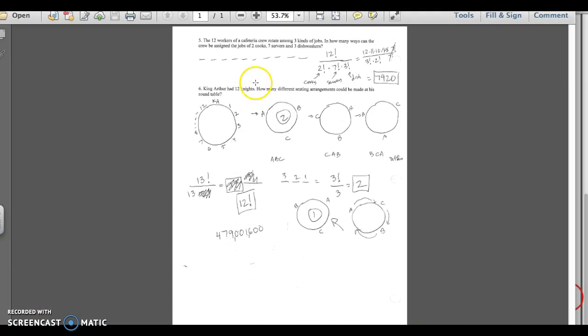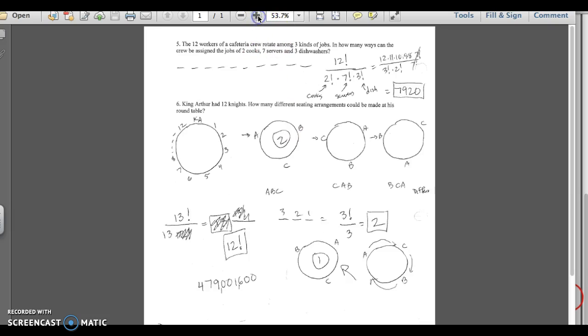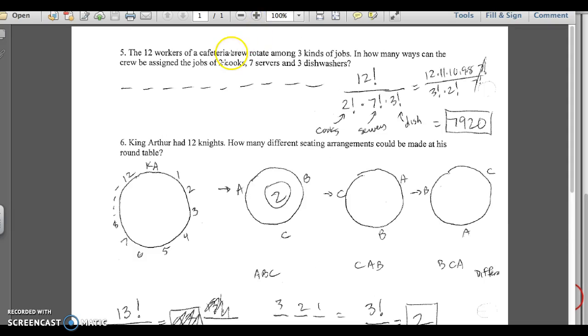So here in number 5, we have 12 cafeteria workers. I should zoom this in. Hold on. There we go. We have 12 cafeteria workers. They're rotating among 3 kinds of jobs. Let's say there's dishwashers, servers, and cooks. So with 12 spots, we can leave that open. That's going to give you your total number of ways, 12 factorial.